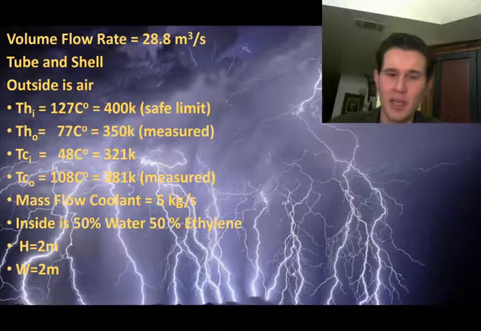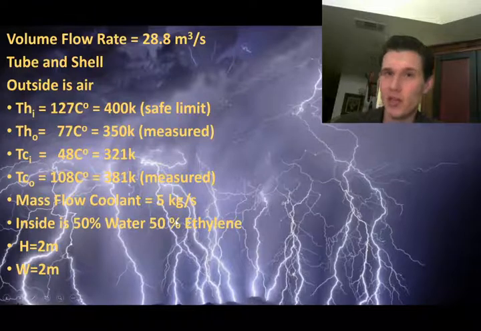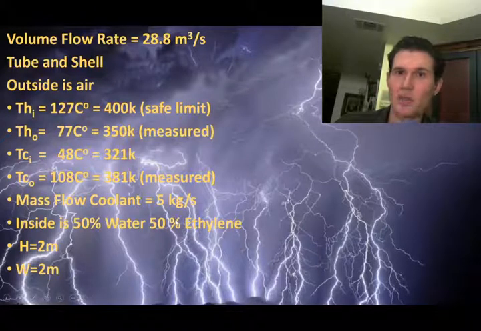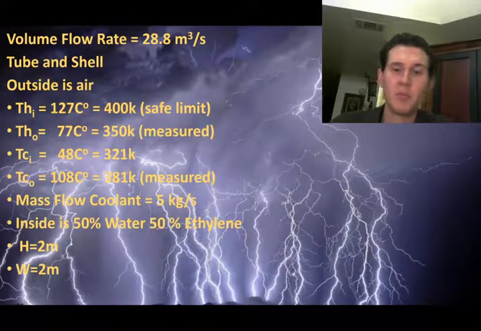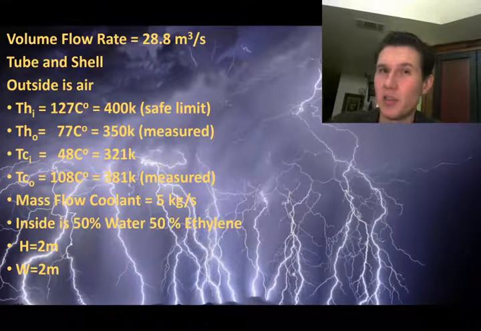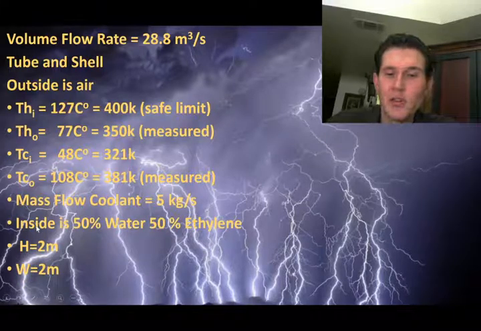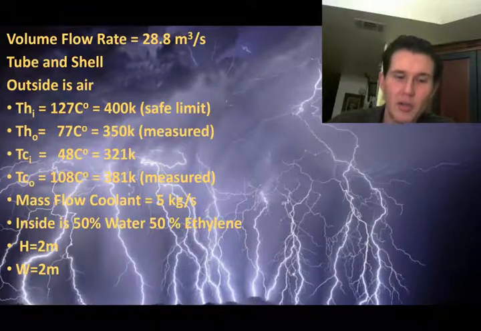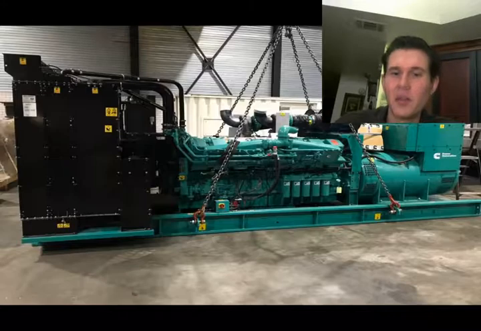Now we go to our mass flow rate. Our mass flow rate is 5 kilograms per second. It really began at 2.5 kilograms per second in our current model, but we're assuming double the power output, so we're just going to say it's 5 kilograms per second. And we know the fluid, it's 50% water, 50% ethylene on the cooling fluid. We know our height, we need to go find that.